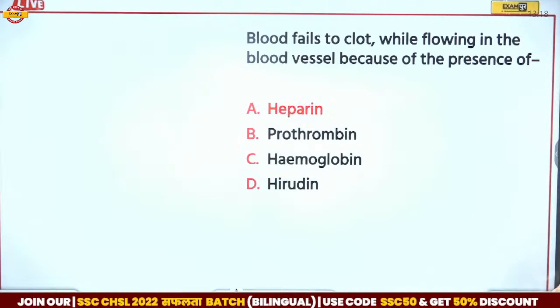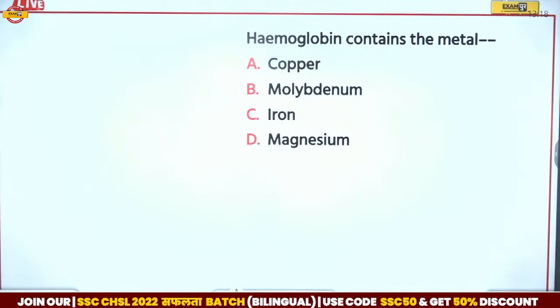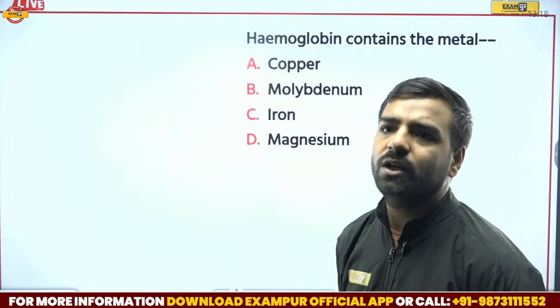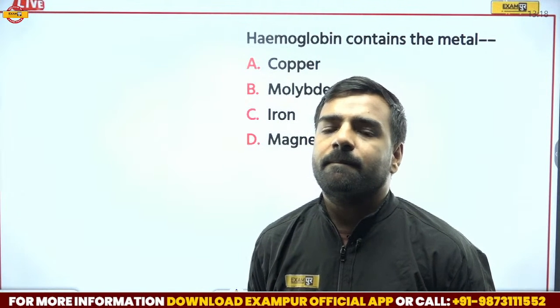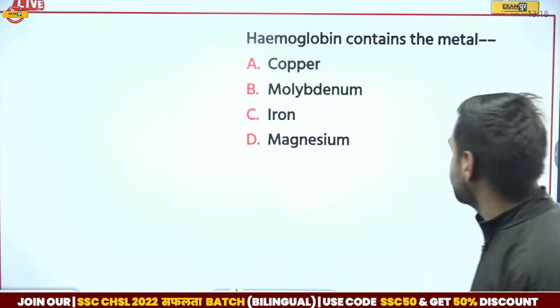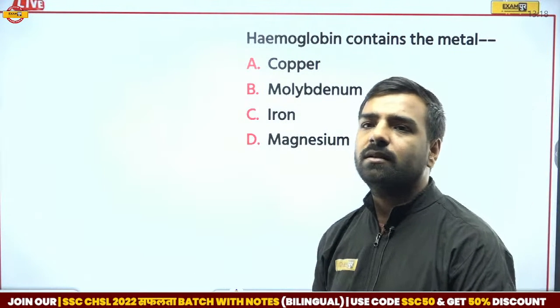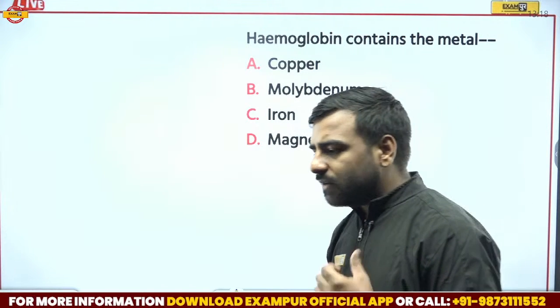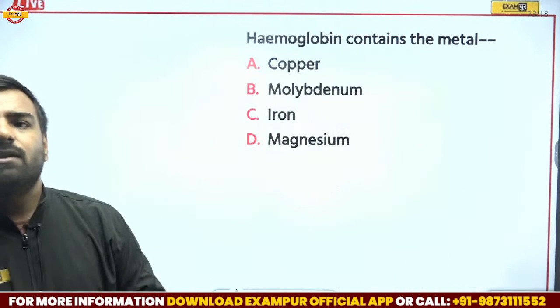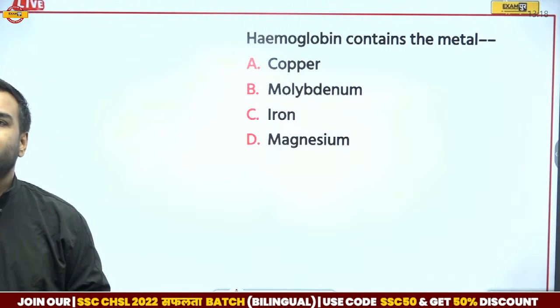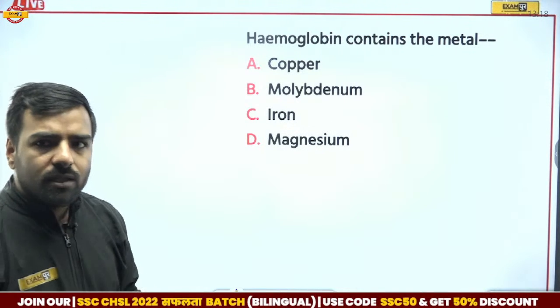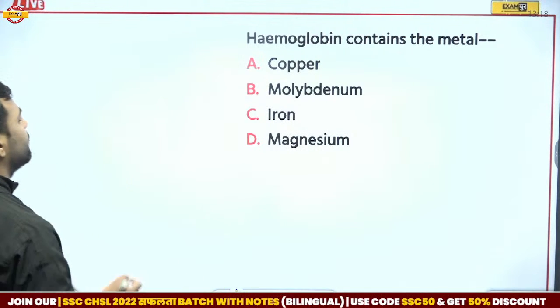Next we have: hemoglobin consists of which particular metal? Hemoglobin contains which particular metal? Is it copper, molybdenum, iron or magnesium? What do you think? The question is, hemoglobin contains which particular metal? Is it copper, molybdenum, iron or magnesium? Yes, answer please. And everyone is requested to please start answering. While you are giving answers, I'll tell you.